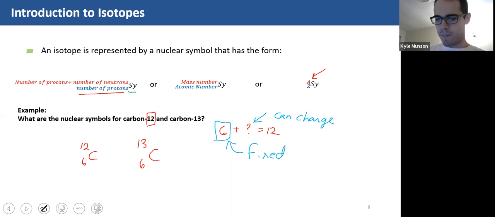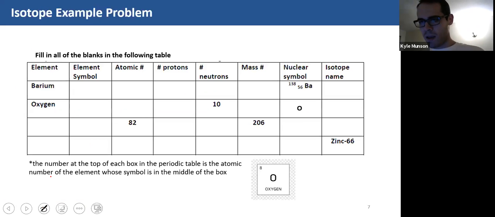All right, so let's do some more examples. So here's a really big table. So fill in the blanks of the following table. And why don't you pause the video and do this, but before you do that though, the number on the top of each box in the periodic table right here, so this is an example of oxygen, is the atomic number of the element whose symbol is in the middle of the box, okay? So the atomic number for oxygen is 8, okay?